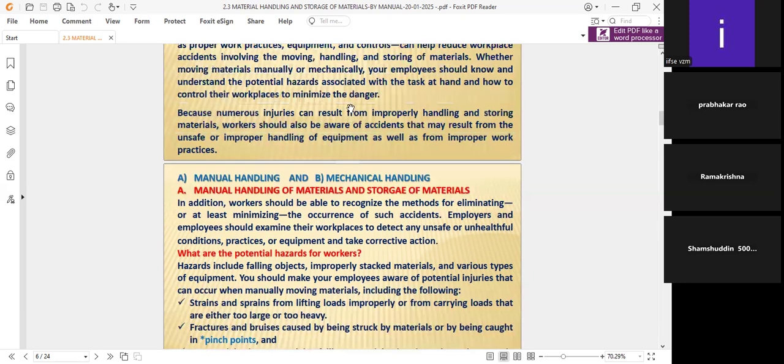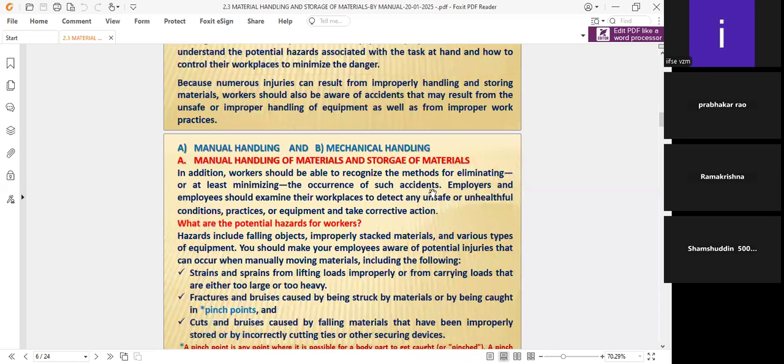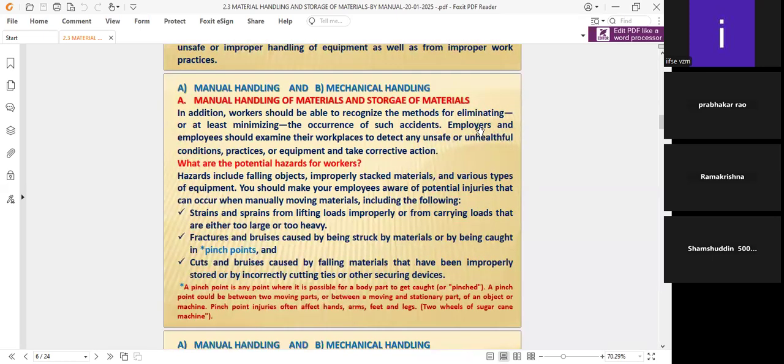The accidents told above may occur due to improper or unsafe handling, and they have to know of the occurrence of such accidents. Employers and employees should examine their workplaces to detect any unsafe or unhealthful conditions, practices or equipment and take corrective action. These are very important words. Even employers as well as the employees, in the sense of those who are involved in the work.